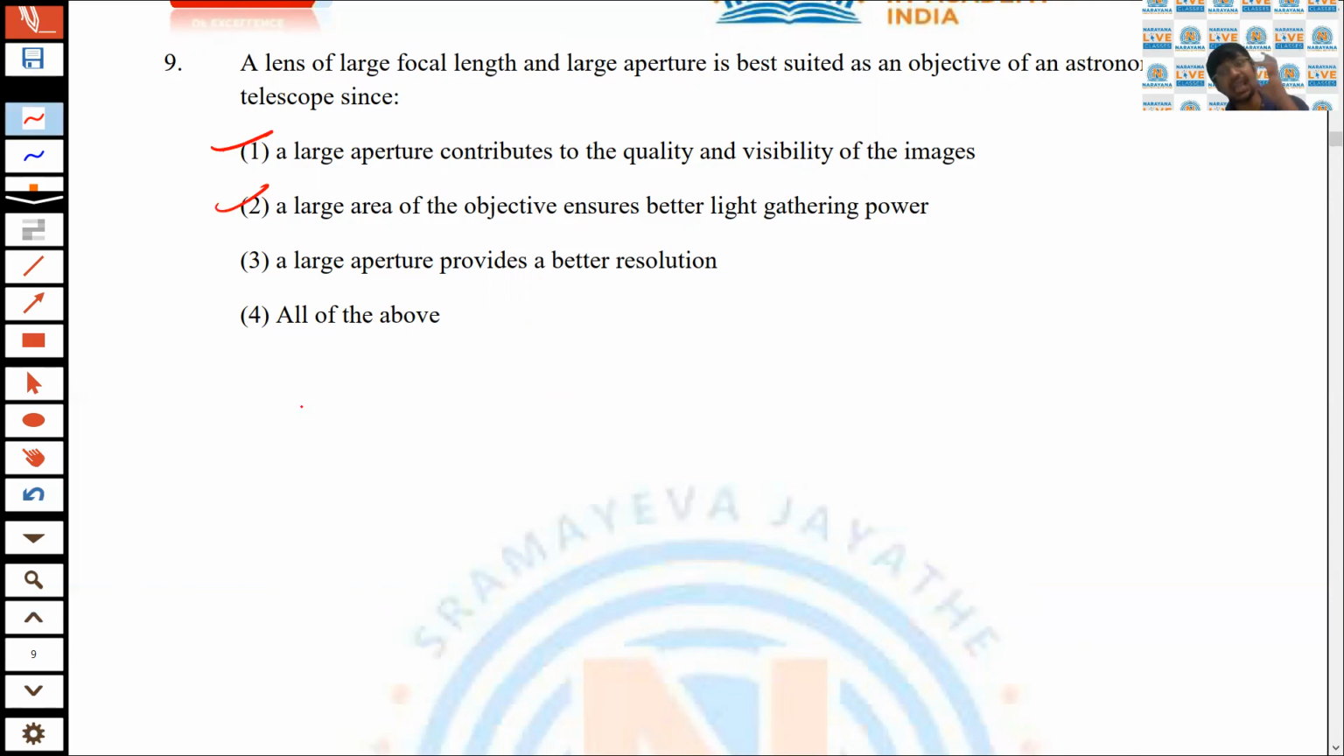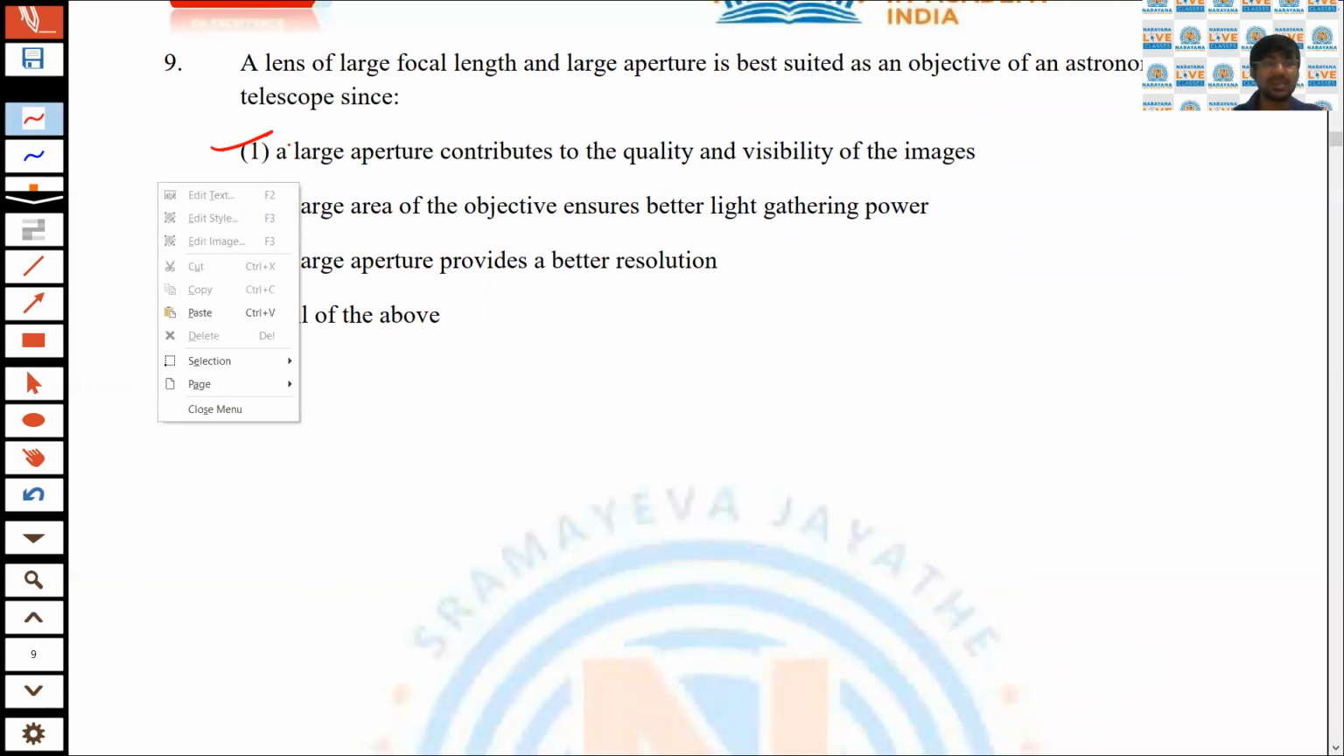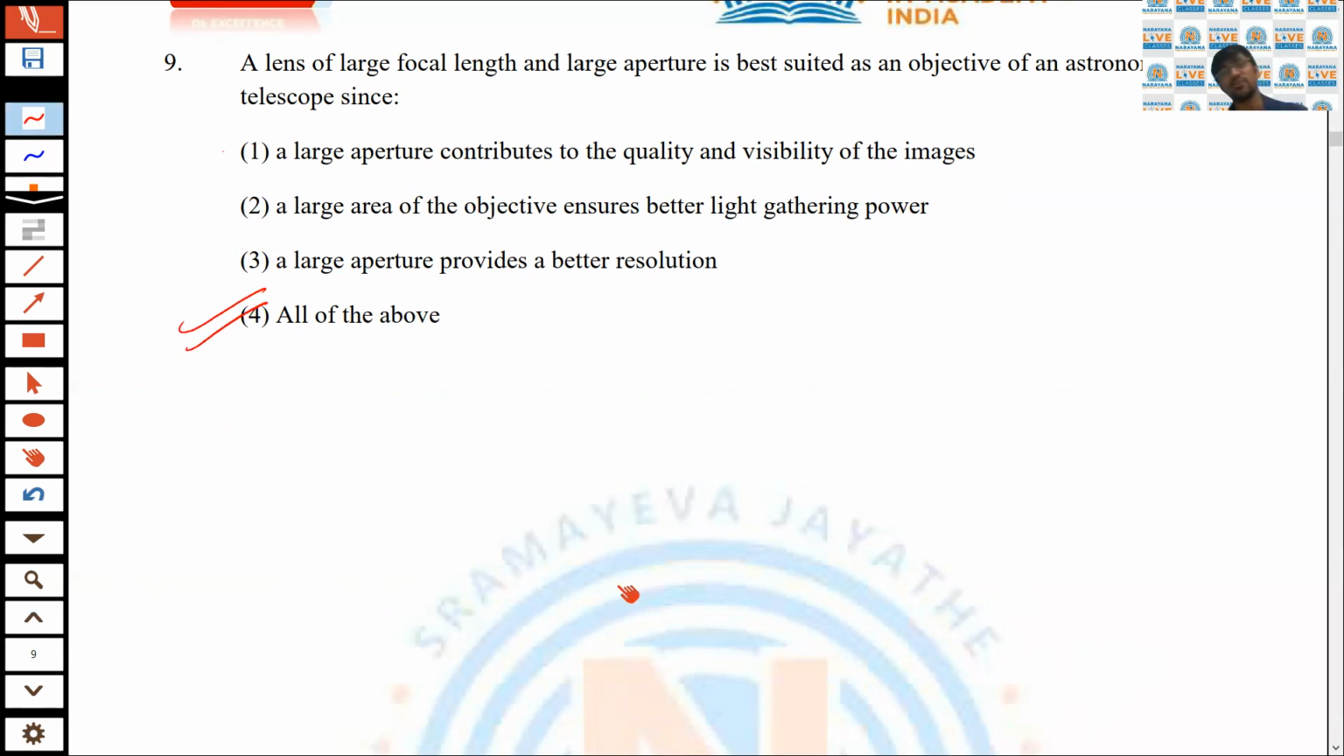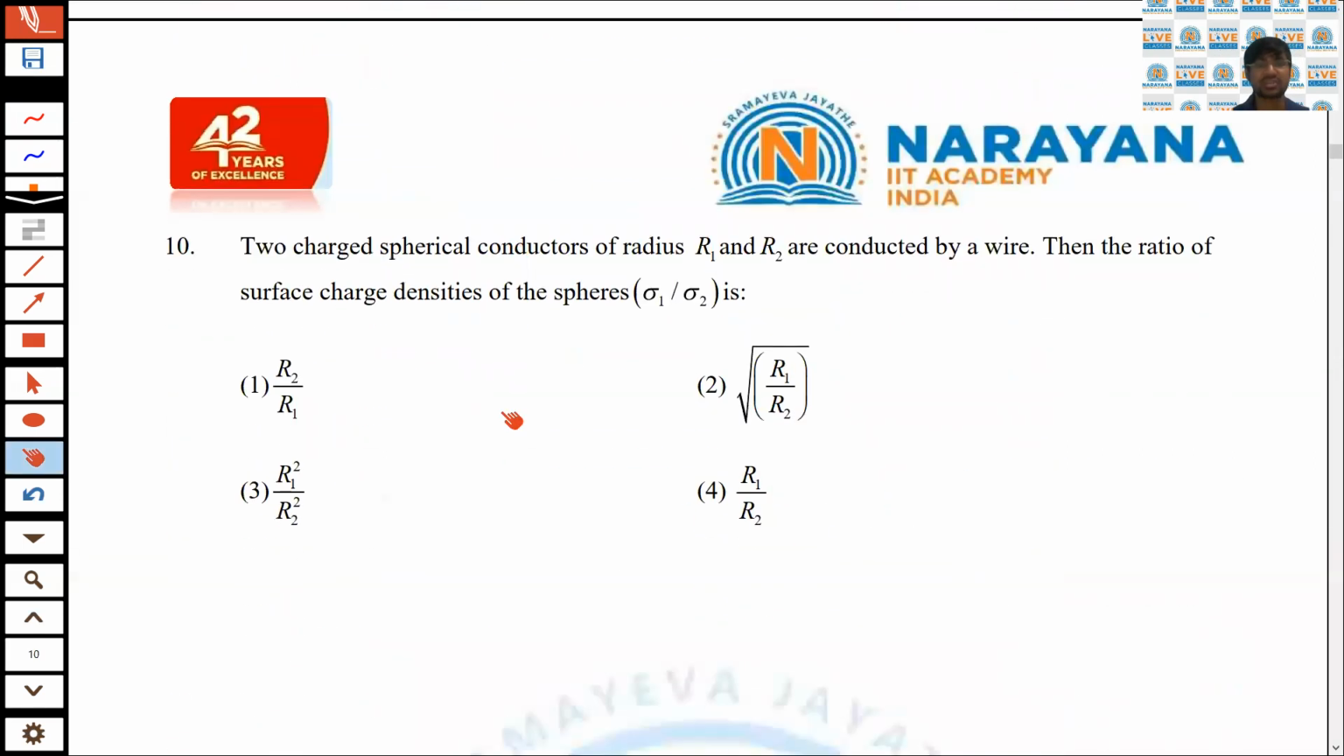It has a high light gathering power and it makes the visibility of the image better and the quality of the image better. In addition to that, we also know that the resolution of the telescope depends on the diameter of the aperture, which makes the resolution also better. So all these options are correct, which basically means we have to take the fourth option, that is all of the above. All right, let's come to the next question.